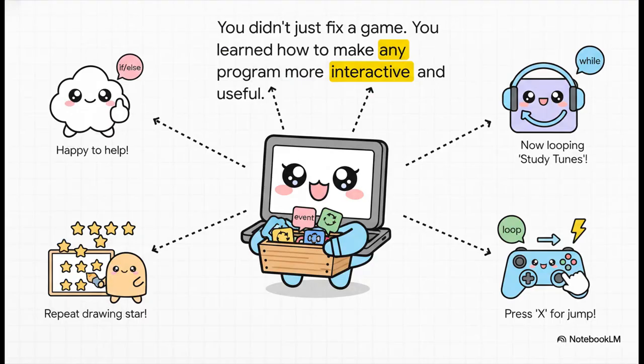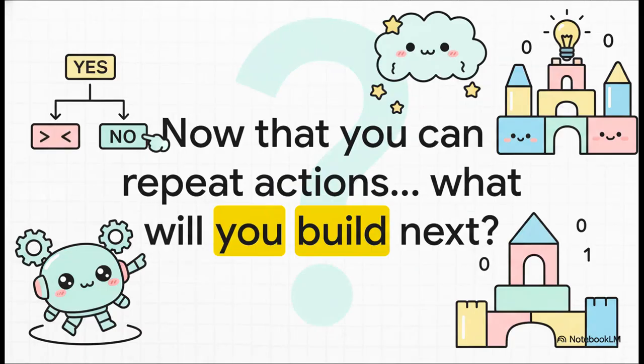And honestly, this is the most important thing to take away from all this. We didn't just fix a game. We learned the fundamental building blocks of almost all interactive software. Conditional logic and loops. This stuff is what allows programs to respond to what a user does, to adapt, and to perform complex tasks. These are the tools you're going to use to build everything, from a simple calculator to a massive video game.